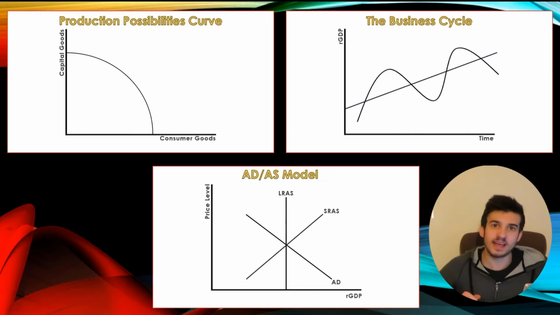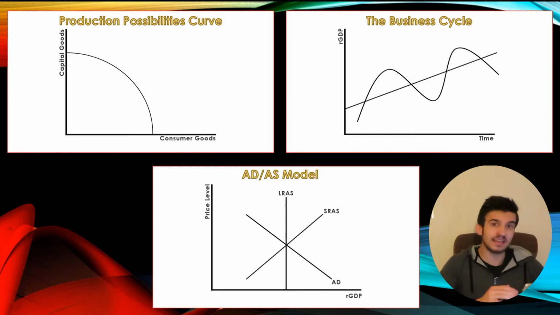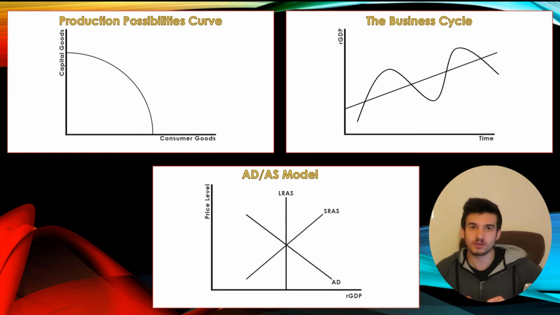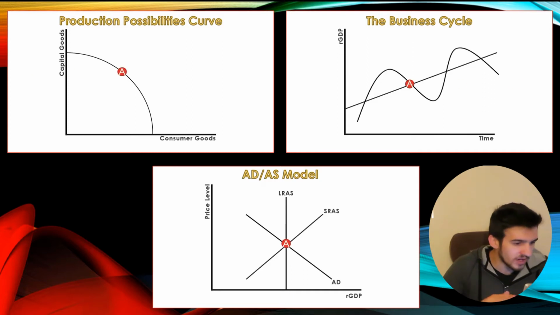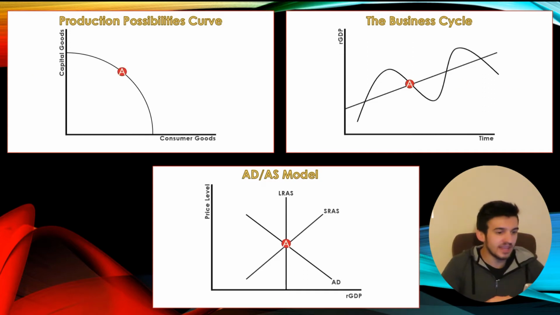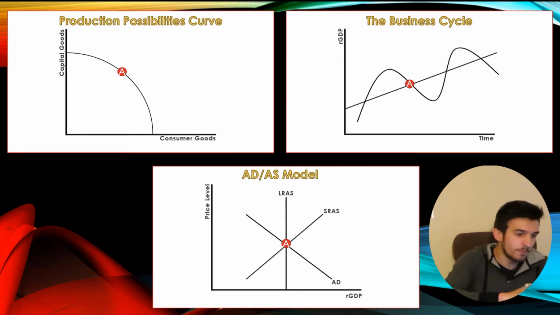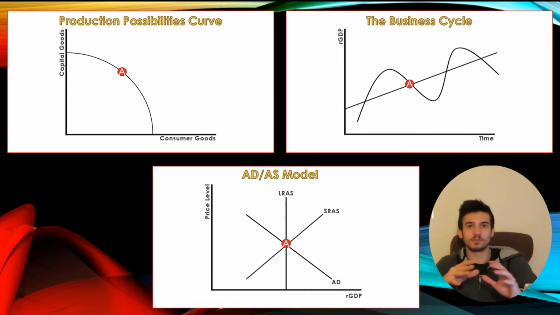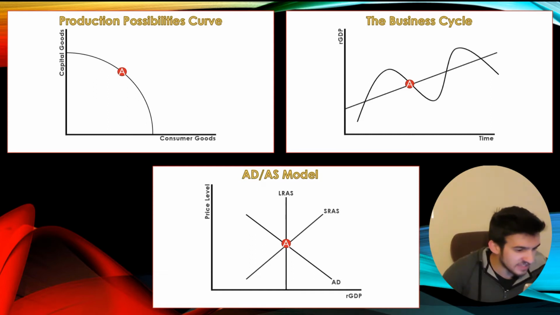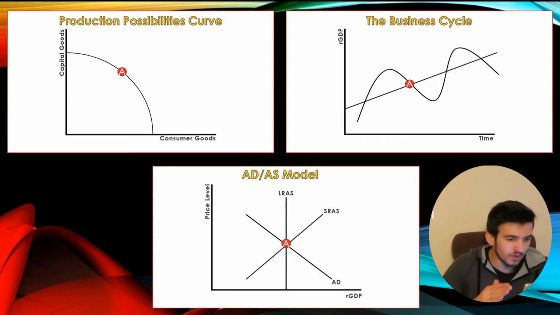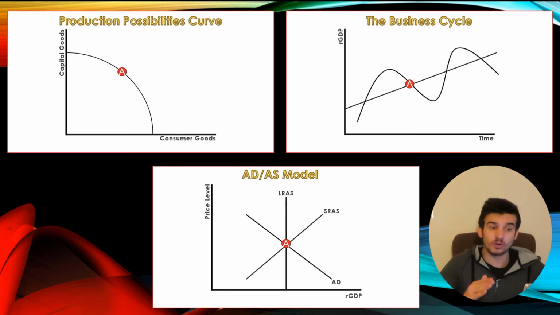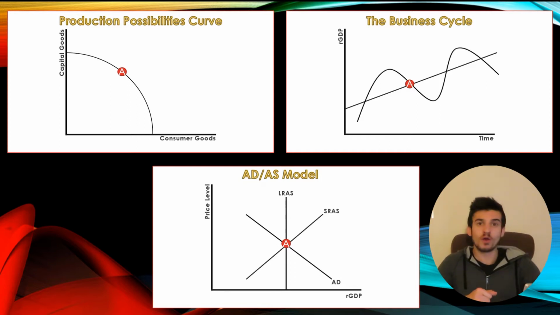I want to take a quick second to show how our ADAS model relates to both the business cycle and the production possibilities curve. At point A on all three of our graphs, we can see an economy at full employment equilibrium. Our PPC we have producing on our potential output line. Our business cycle is also right on potential output. For our ADAS model, we are going to show full employment equilibrium as all of our curves are going to intersect at one point on the graph.